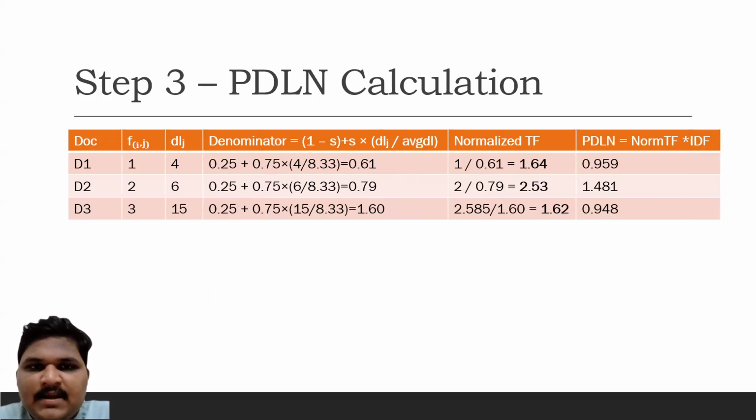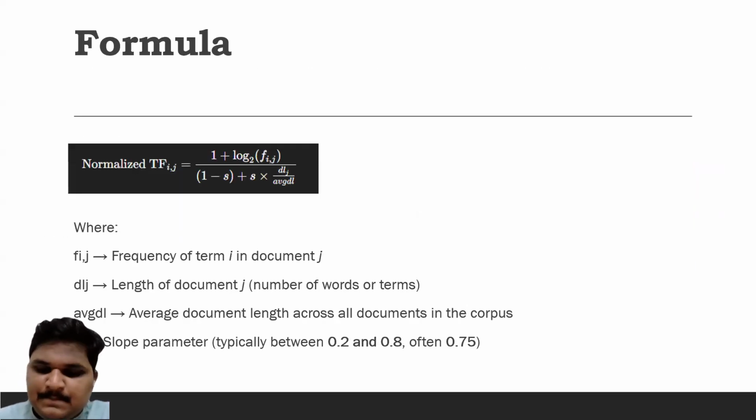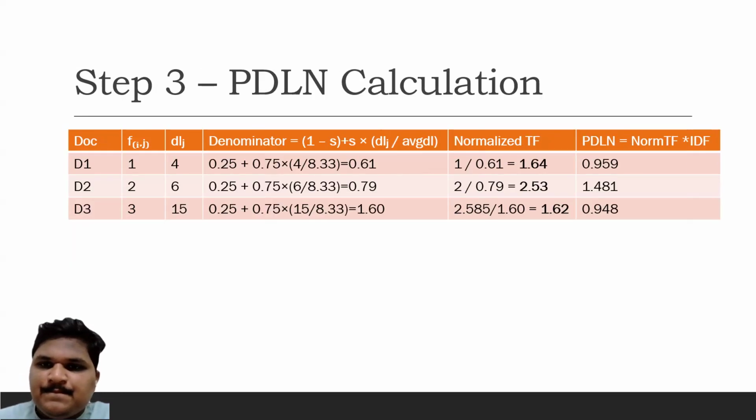So when it comes to PDLN, the Pivoted Document Length Normalization calculation, we calculated using the formula and finally got the weights. For document 1 we got PDLN as 0.9, for document 2 1.481, and for document 3 0.9948. Here is the denominator part, here is the normalized TF part, and here is the final converted part. Here are the result outcomes.